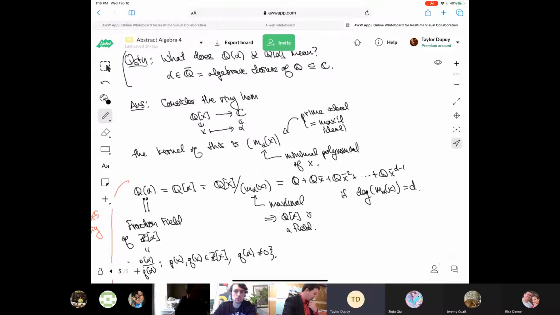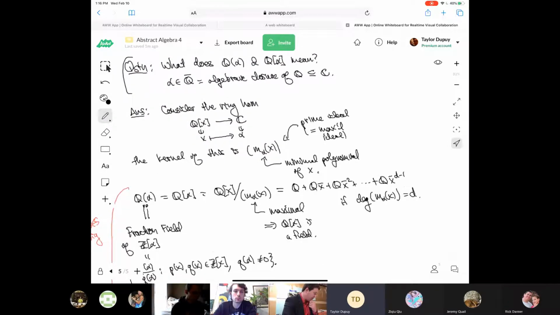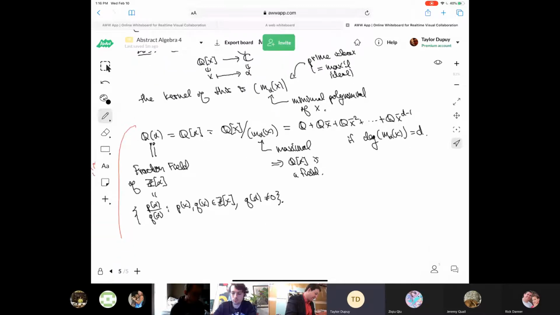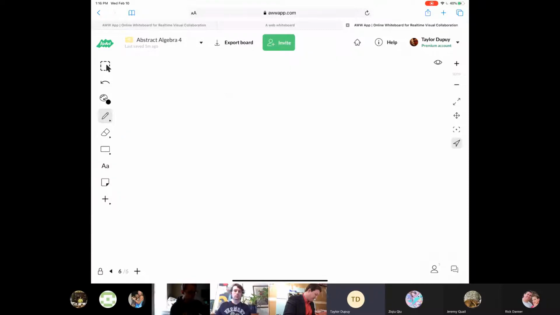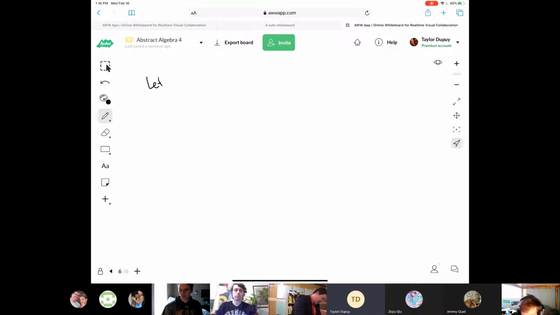But maybe since we're on this topic of this field, maybe I can show you something too. So let me go back on this topic, and I just want to talk about companion matrices for a second. Let's look at an example. Let F be a field. I'm going to talk about companion matrices because it's kind of related to the question that you asked.